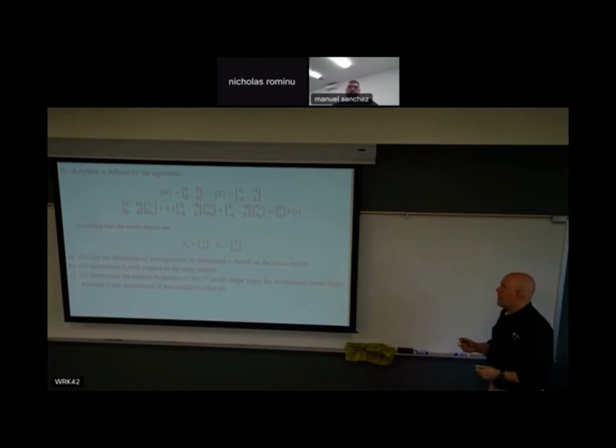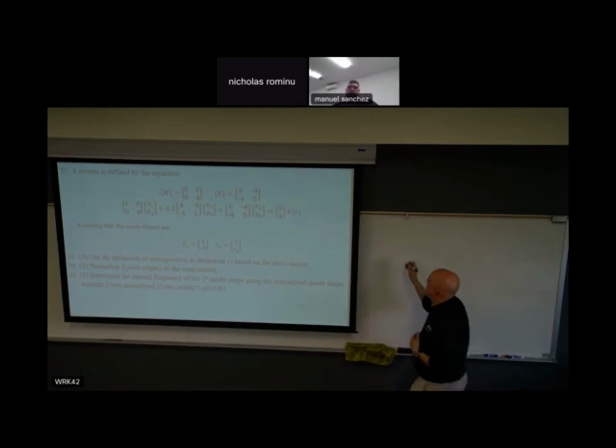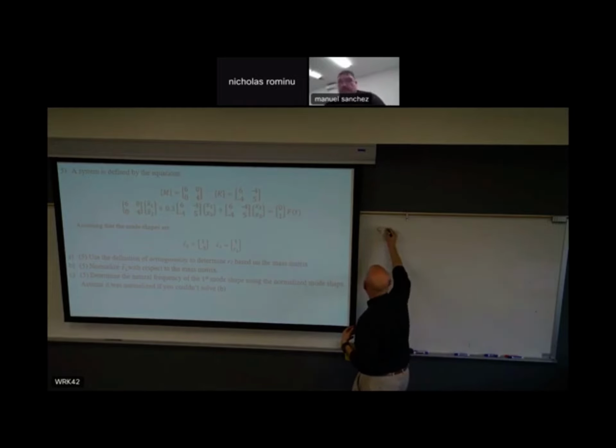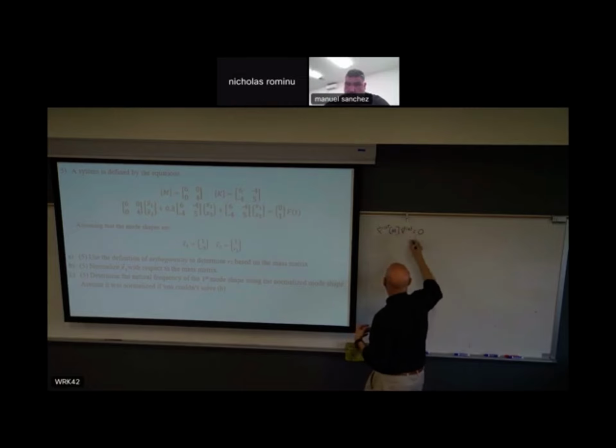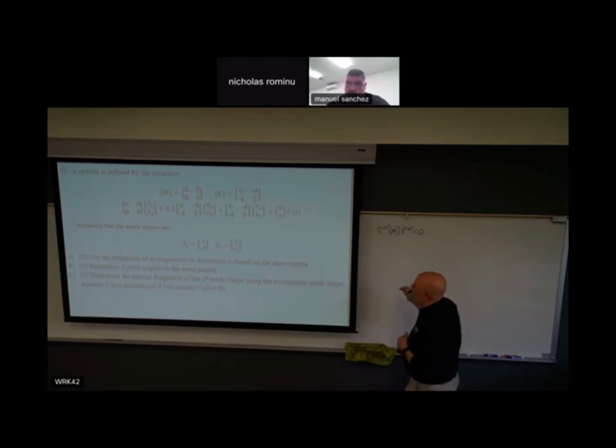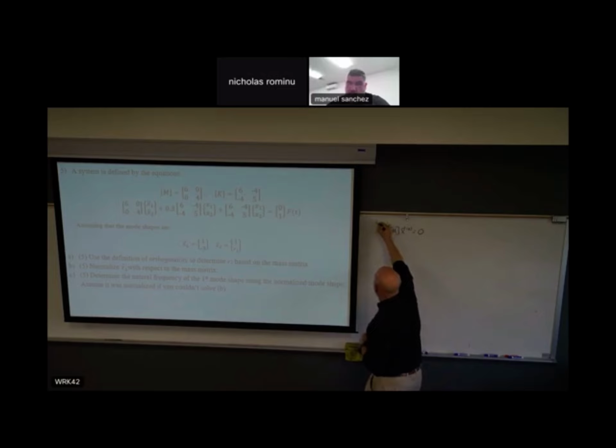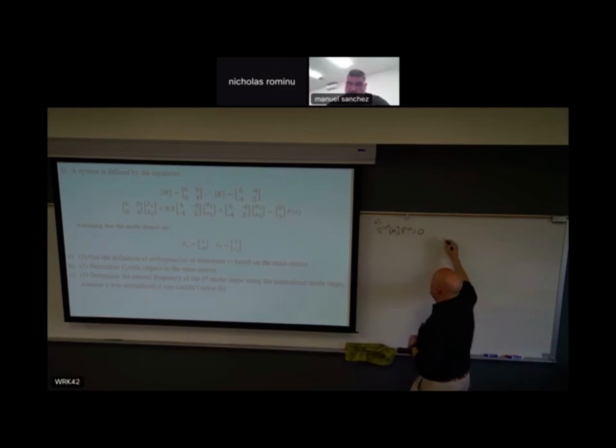So, 2 by 2 matrix. What do we do with a 2 by 2 matrix? Math is easier, yeah. So orthogonality is basically x1 transpose times M times x2, that's equal to 0. That's orthogonality. So that's the definition.